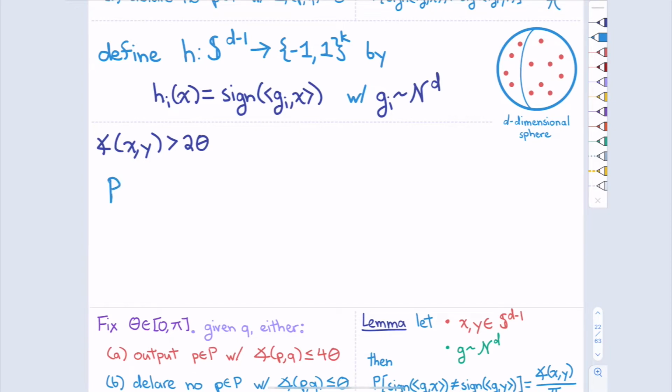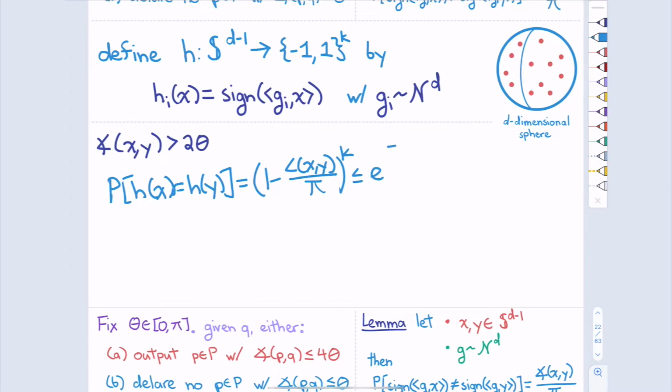And on the other hand, okay, if I want to look at 2 points that are far apart, the initial calculation is the same. The angle between them times k over pi, okay, which is e to the minus, I guess, 2 theta.